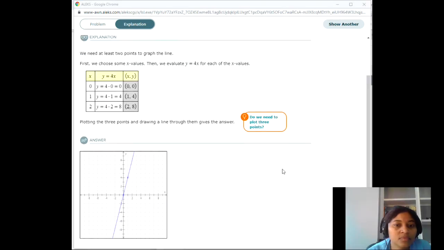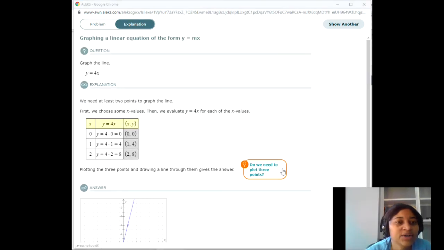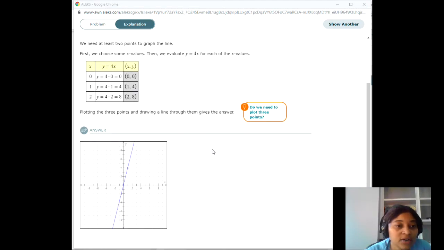Graphing a linear equation of the form y equals mx. For this type of problem, you only need to graph 2 of the points. However, 3 are given, but you only need to graph 2 in order to create the line. Okay, so you can see here we have x equals 0 and y equals 0, x equals 1 and y equals 4, x equals 2 and y equals 8. Of course, we only have to graph 2 of the points.